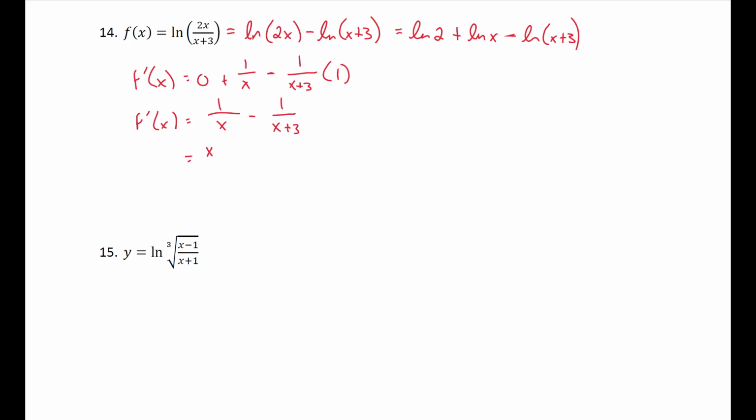So this is going to be x plus 3 minus x over x times x plus 3, which then just gives us 3 over x times x plus 3 for our final derivative. Now, when you're simplifying these, you always want to get them over a common denominator. It's going to make what we do in the next chapter easier. So you always need to rewrite it over a common denominator.